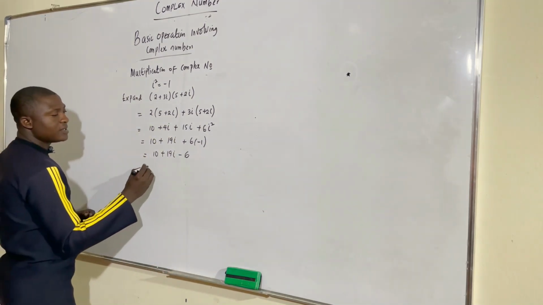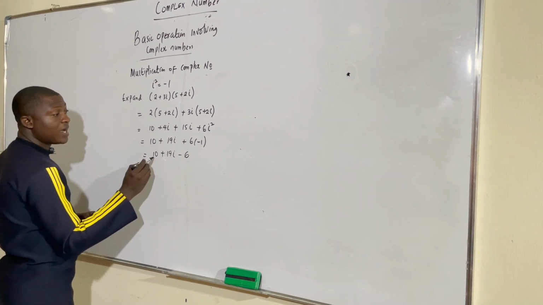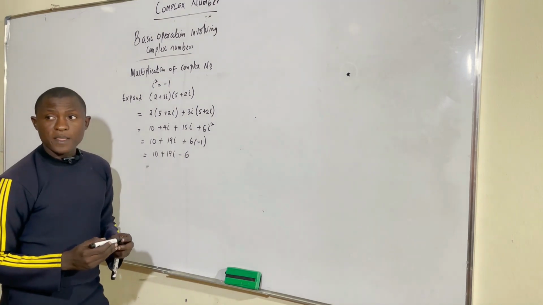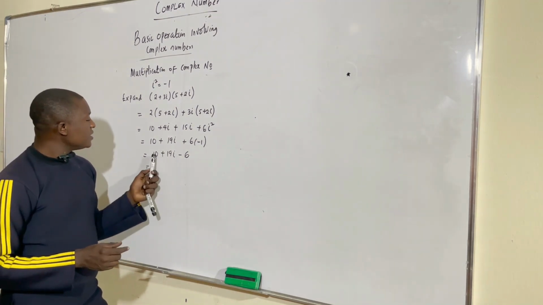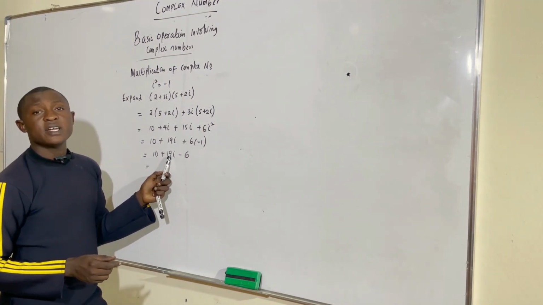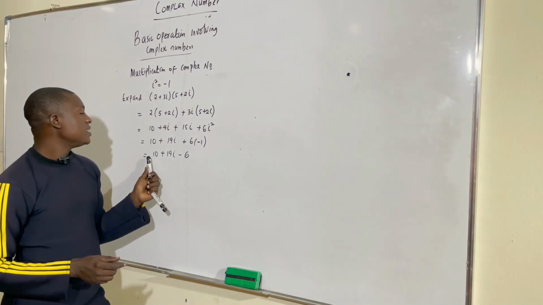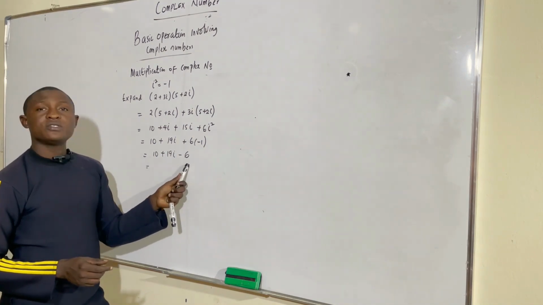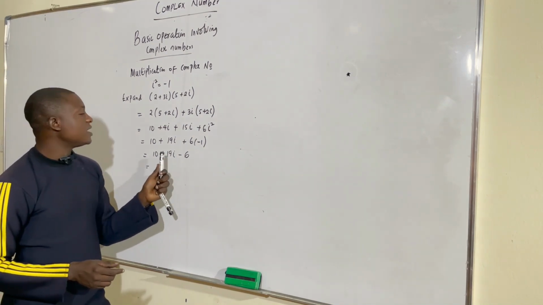So now let's match them together. The real numbers for the real. Now, can we add 10 and 19i together? No, because 10 is the real number, at the same time, 19i is an imaginary number. We can only combine 10 and minus 6 because 10 is a real number as well.